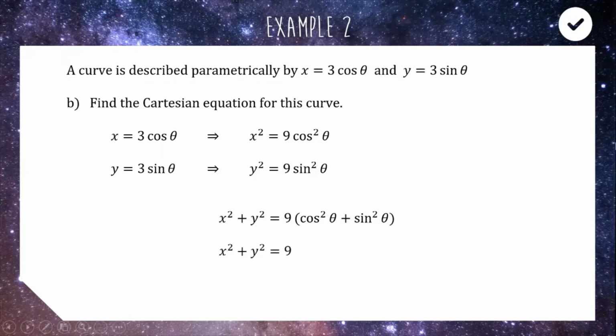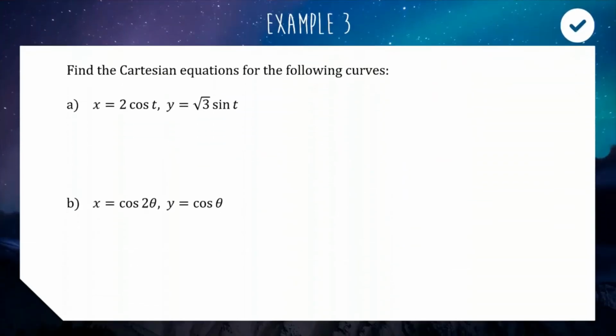Okay, we're going to do a couple more trigonometric ones. So for the next two, here we have the parametric equations, and for the first one we have a parameter of t. And we're going to find the Cartesian equation. So once again, we need to try and combine these two separate parametric equations into one Cartesian one. Okay, so we'll kick off with that one.